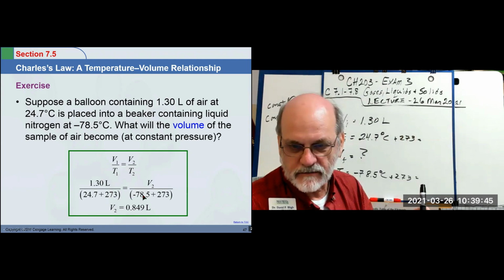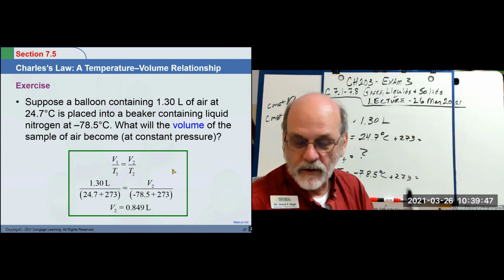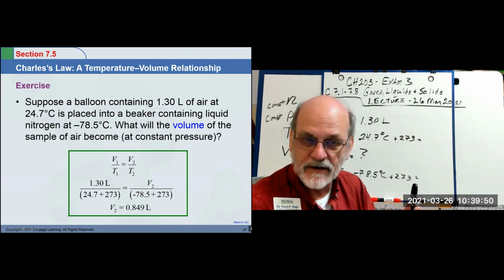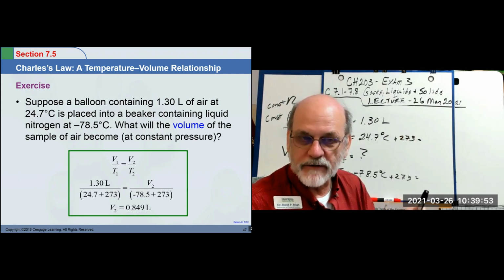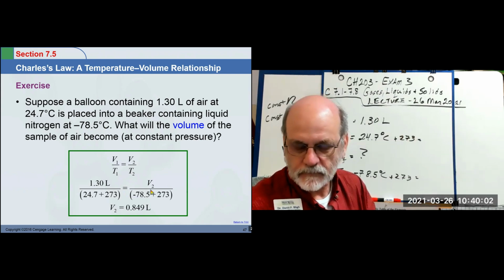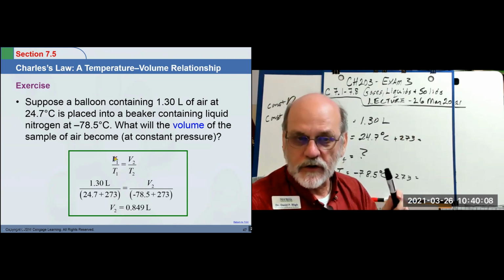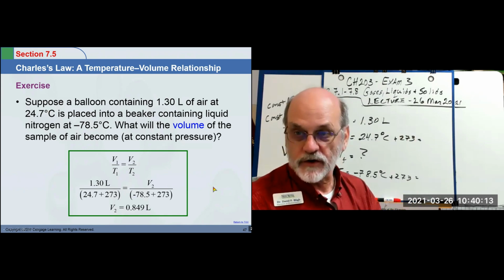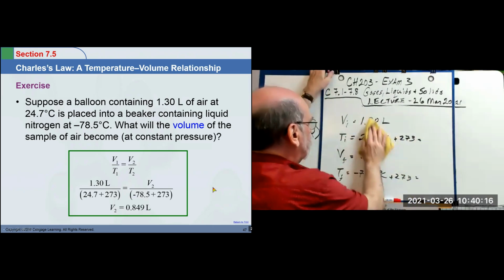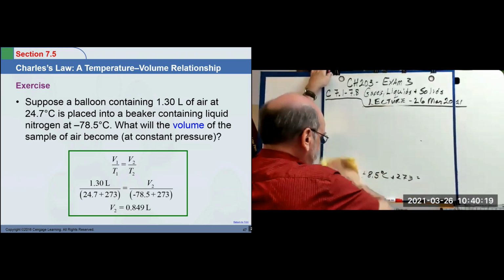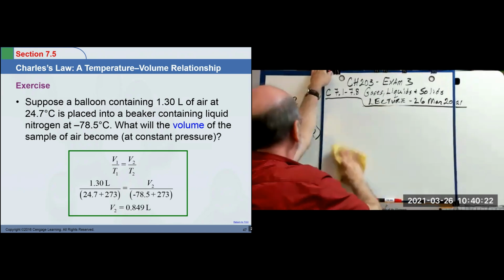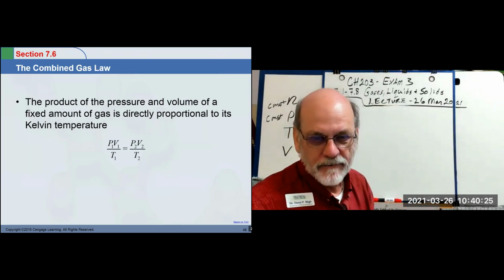So here's the temperature changes right there. And we solve for the unknown. We find out if you decrease the temperature of this gas in the balloon from about 25 degrees room temperature down to minus 78.5 by submerging it in liquid nitrogen, then you get a decrease in volume. If you used these values, well, to make a long story short, you get a wrong answer. All right, so that's Charles' law.